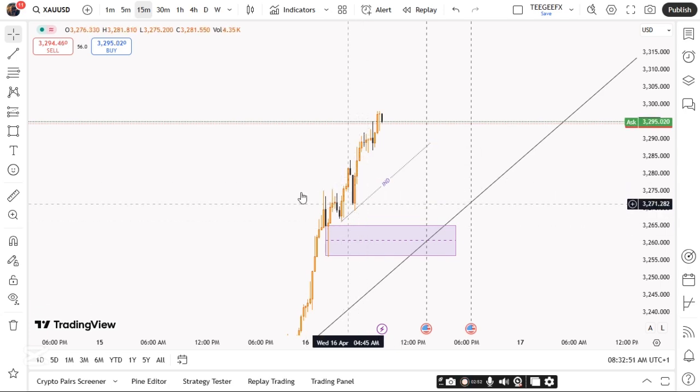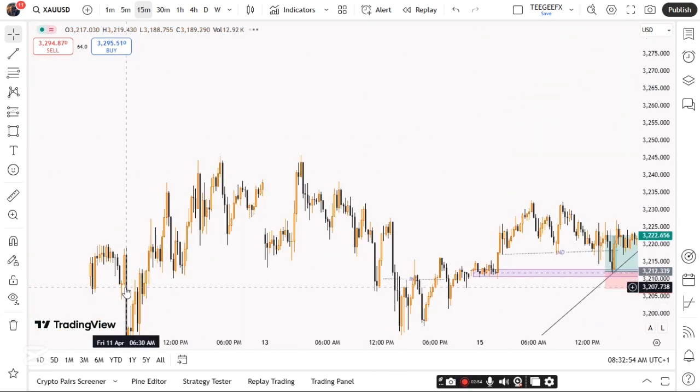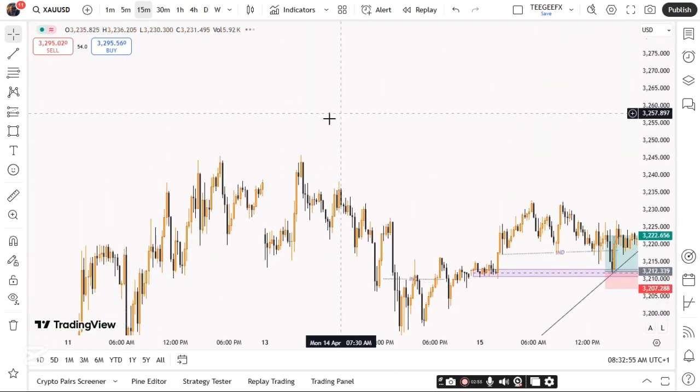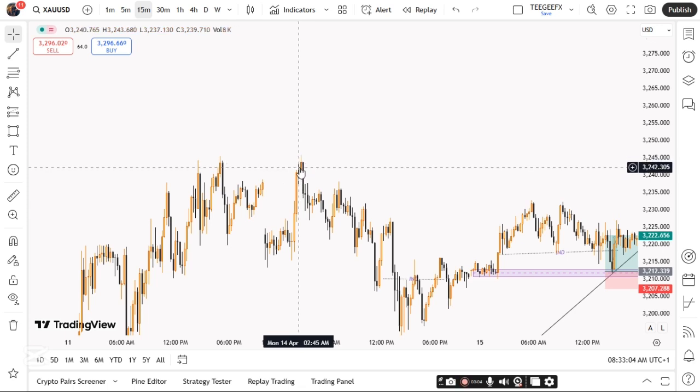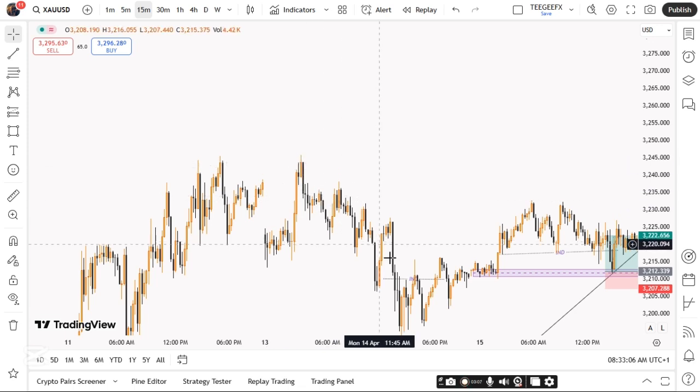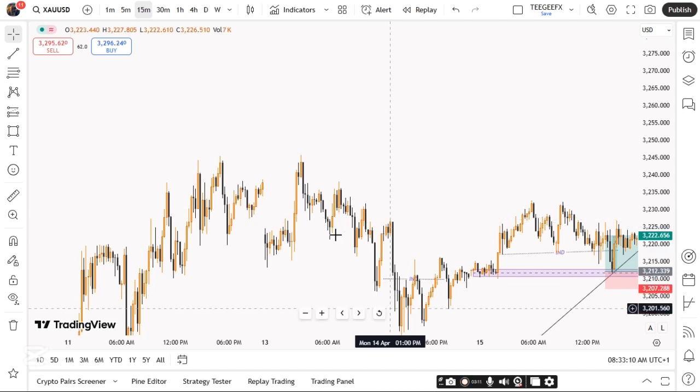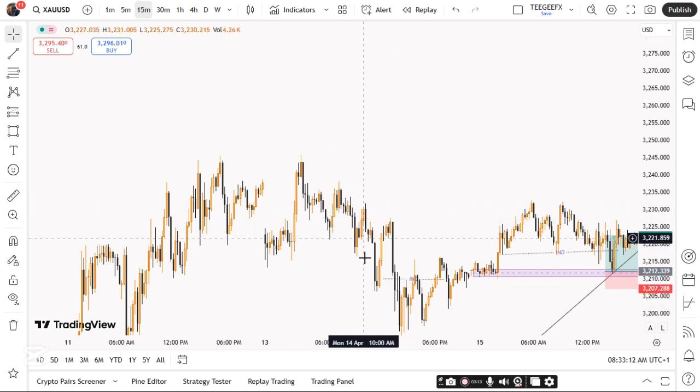If I'm looking for sells, you can see I wait for the market again to come up to this swing zone. This is a bearish swing zone. So I wait for the market to pull to my swing zone. You can see this one pulled to a swing zone, it drops. This one pulled to a swing zone, it drops. This one pulled to a swing zone, it drops.